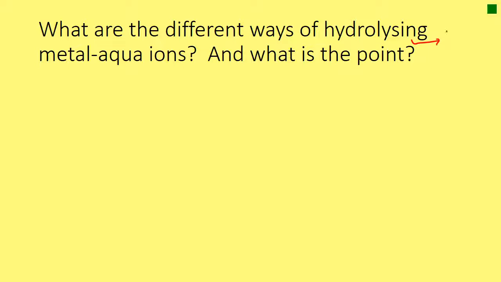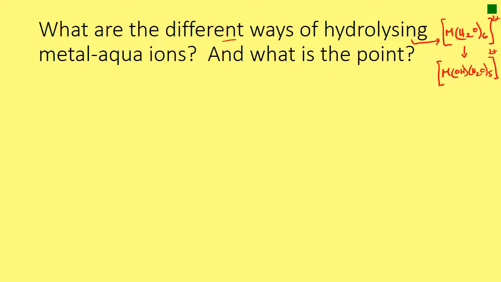So in this case, if we represent the metal ion with M, and we're going to have 6 water ligands in a complex, let's say it was an M2+ ion. If we hydrolyze that, then what we're doing is we're exchanging one of the water ligands for a hydroxide ligand. So that's what we mean by hydrolyzing again.